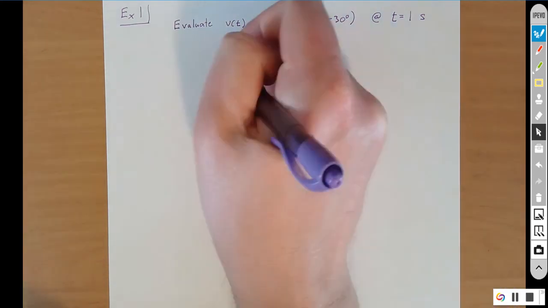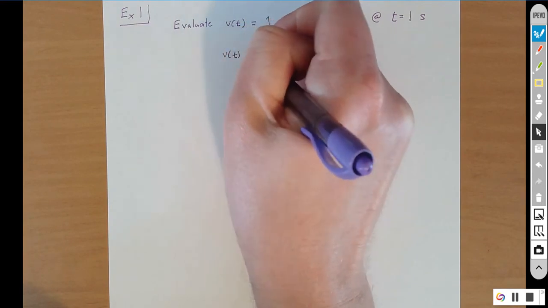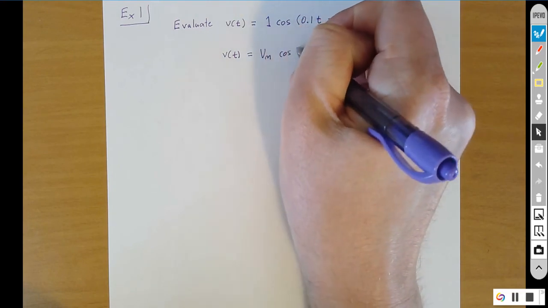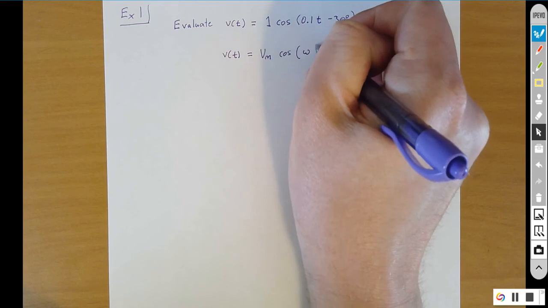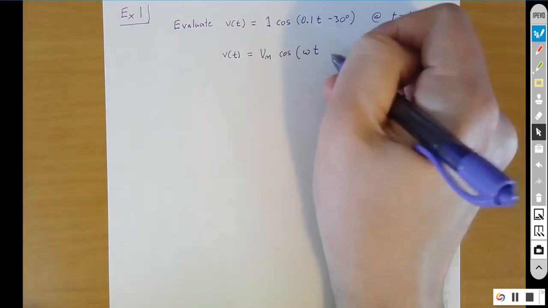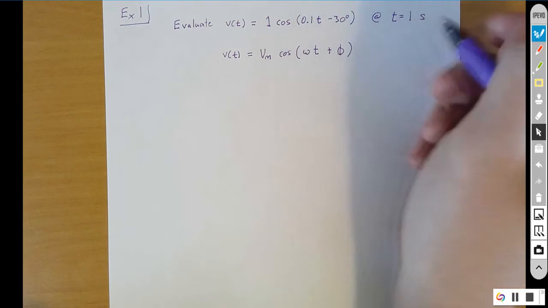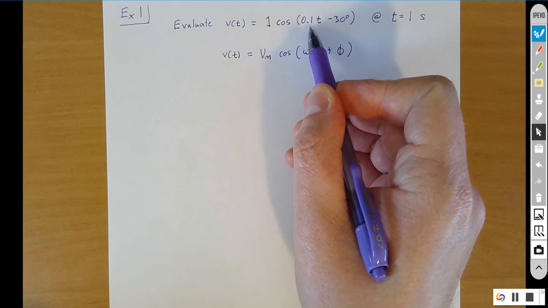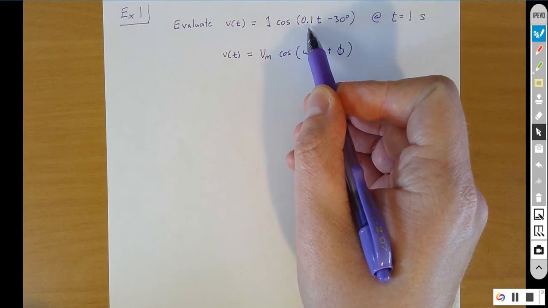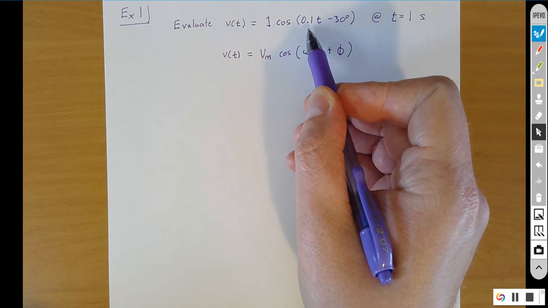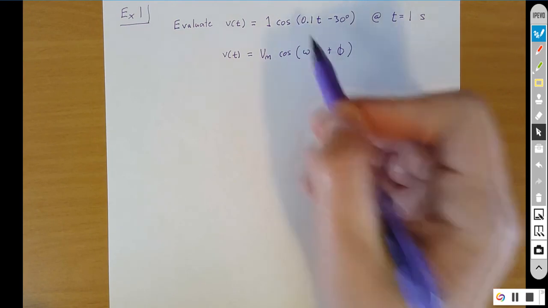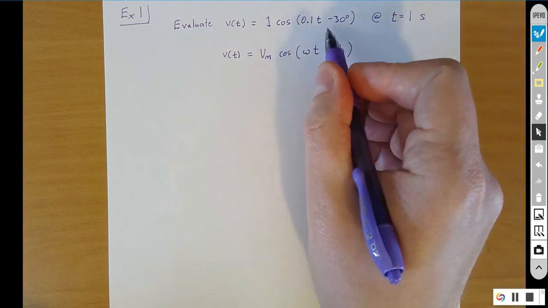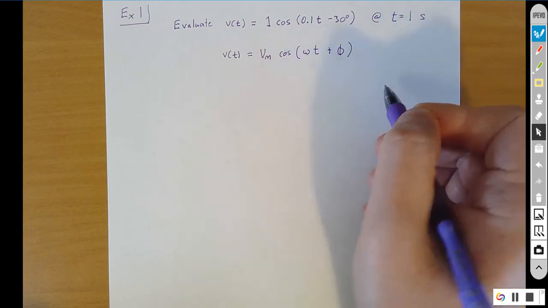So this takes the standard form. The standard form is v of t equal to v magnitude, cosine or sine, again most of the time we're going to see cosine, times omega t plus phi. What we can see here is we have a magnitude of 1. Our omega is 0.1 radians per second. If you convert 0.1 radians per second to RPM, you're going to have about 1 revolution per minute. And then we are 30 degrees out of phase. It's in the negative direction, which means that we are ahead. So we're to the left 30 degrees.